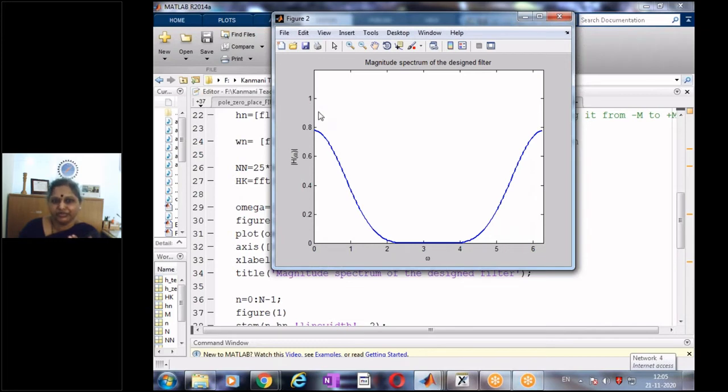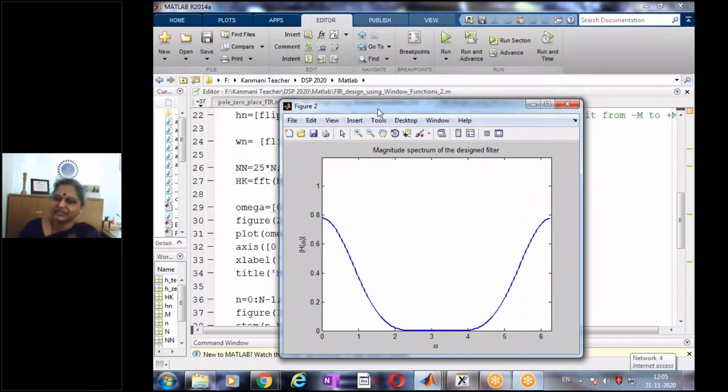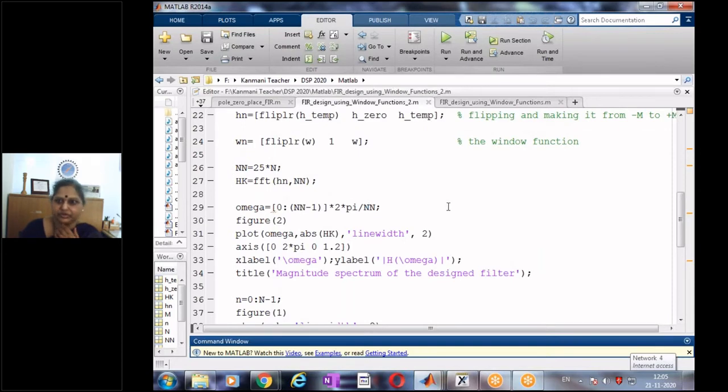So it's not having overshoot, it's also having an undershoot. So it's not a good design. So let's increase the length of the filter a little higher and see whether we still have the same benefit or not.